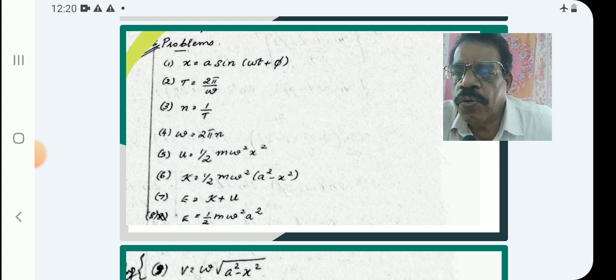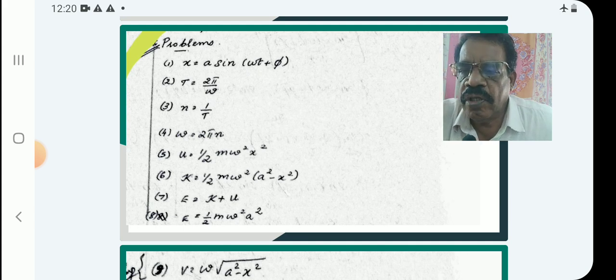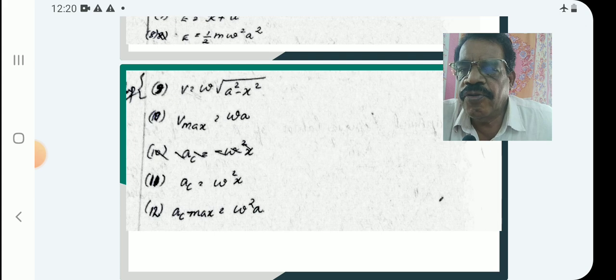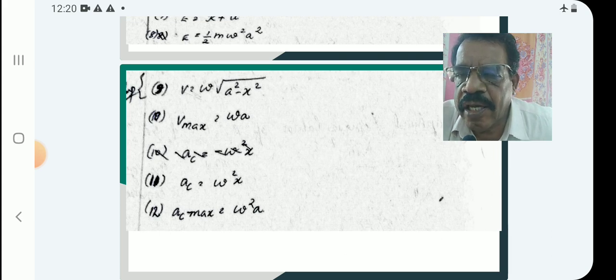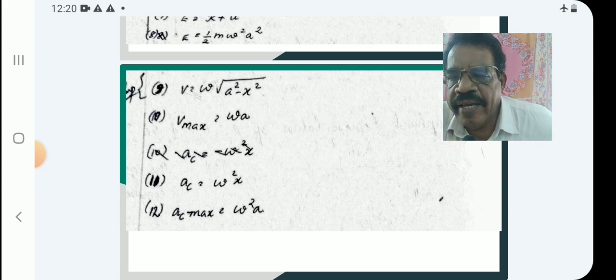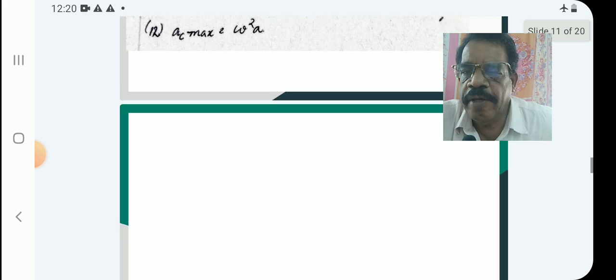And up to equation number 4, we do some problems. Then velocity we have seen. Velocity is omega into root of a square minus x square. V max is omega a. Acceleration is omega square x with a minus sign. We can put a minus sign, or when we write a numerical value, no minus sign is needed. a max is omega square a or minus omega square a.